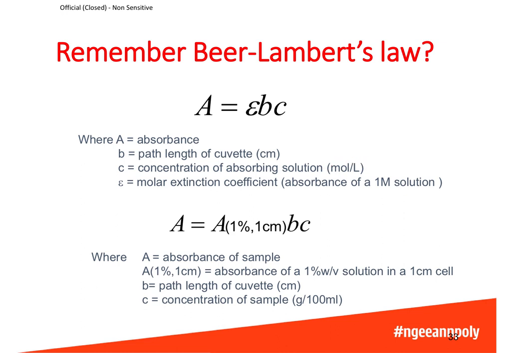However, in pharmaceutical analysis, we often use percent weight over volume instead of molar to express the concentration of a solution. So we often use this equation instead, where the constant is A 1% 1 cm and the concentration is expressed in grams over 100 ml, which is also equal to percent weight over volume.